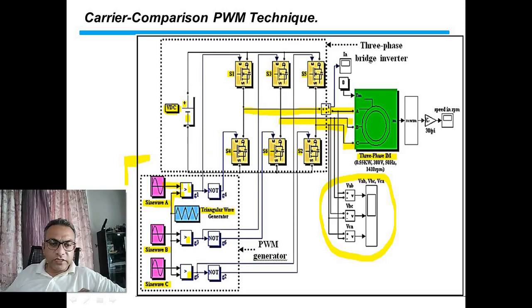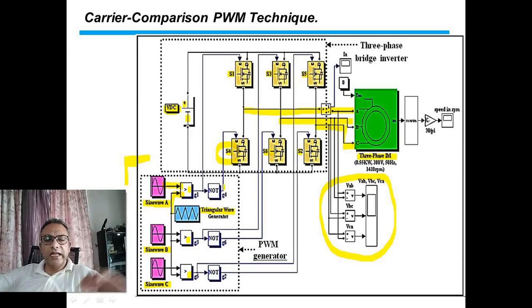So let us look at the first comparator. The first comparator has two inputs: the first input from sine wave A and the second input from the triangular waveform. The comparator will compare and produce a digital or logical output. Then S1 will be directly fed from the comparator, whereas S4 will be given a signal after the inversion, or after performing the NOT function, of the first comparator.